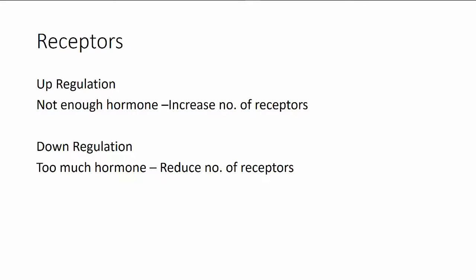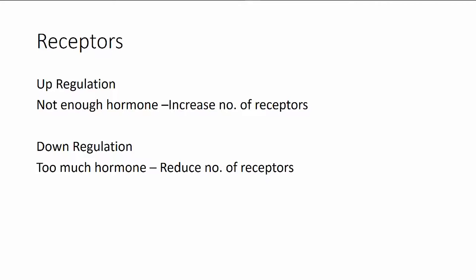The effect of hormones in the body are, of course, related to the amount of hormones secreted, but can also be affected by the number of receptors. We'll have more to say about this in future lectures. So, for example, if you don't have enough hormone, the body can increase the number of receptors. That's called upregulation. If you have too much hormone, the body can reduce the number of receptors, and that's called downregulation.